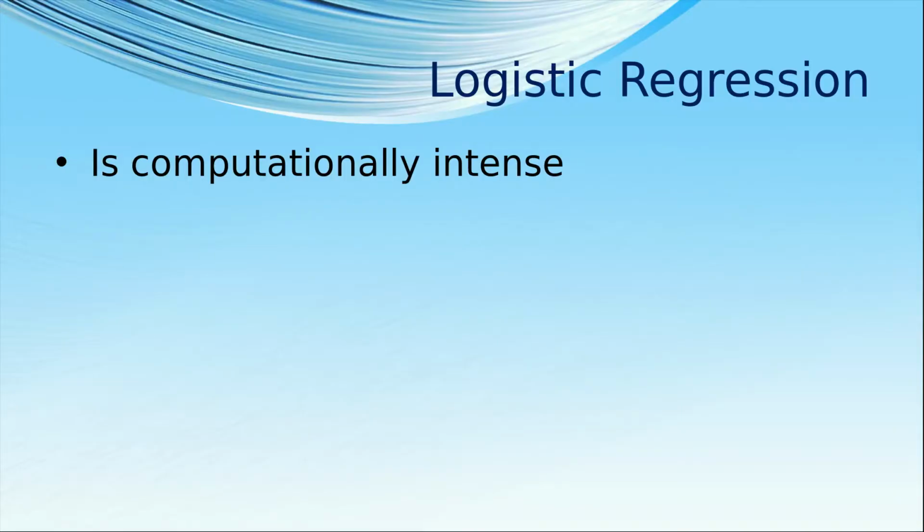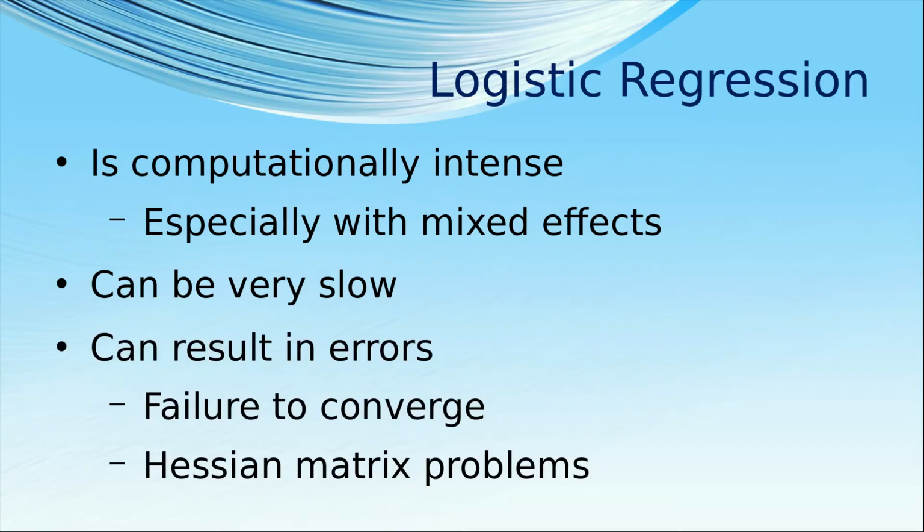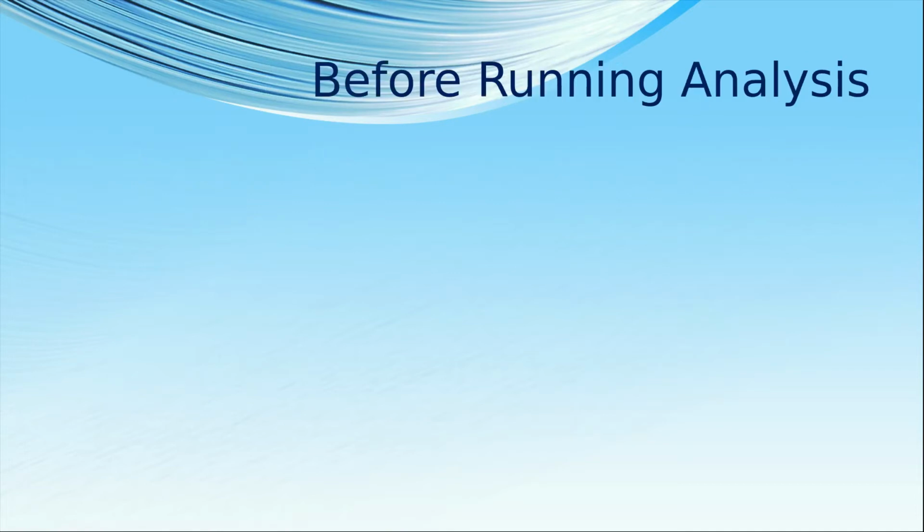One thing about logistic regression is that it's computationally intense, especially if you throw in mixed effects, and it can be very slow to run. It can also result in errors such as failure to converge or Hessian matrix problems. So I want to give some tips on how to address these issues.